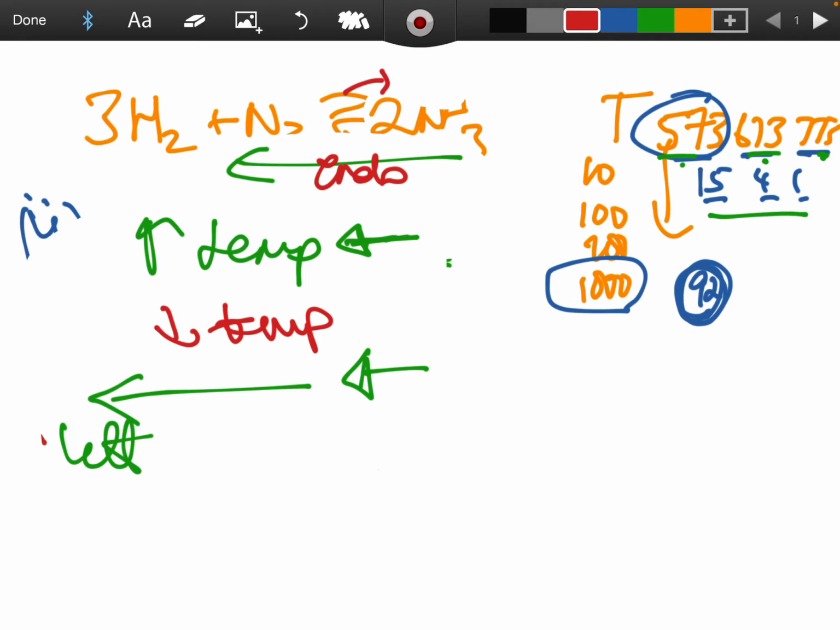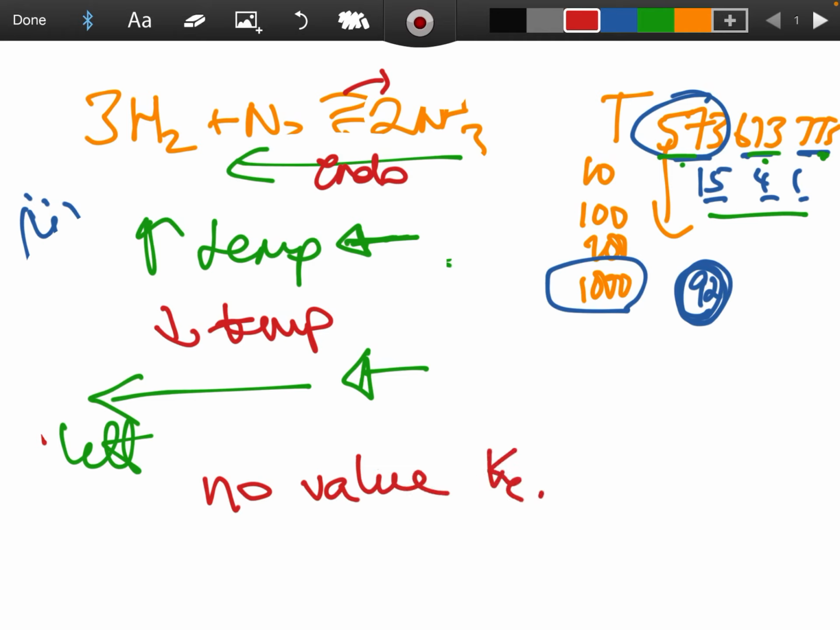Identify problems associated with use of high pressures. They're potentially explosive and expensive to generate. Writing the constant, Kc, should be fine. And then stating the effect on the value of Kc if using a catalyst. There is no change in the value of Kc if a catalyst is used.